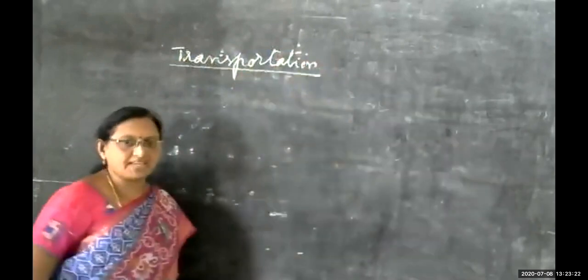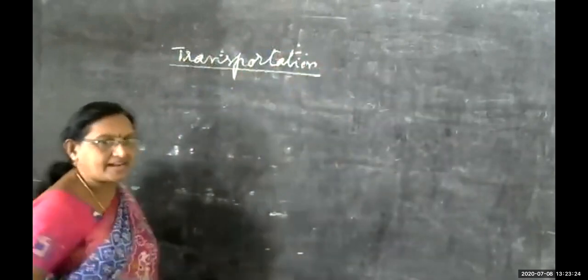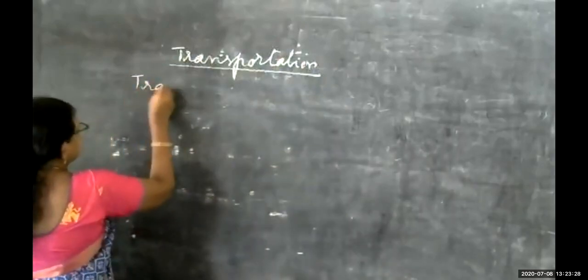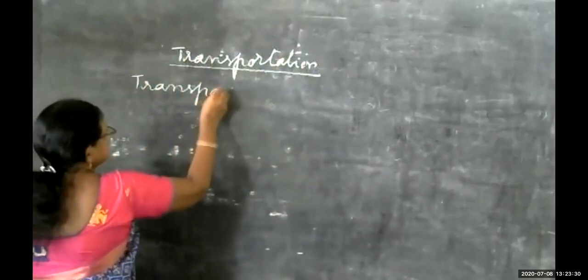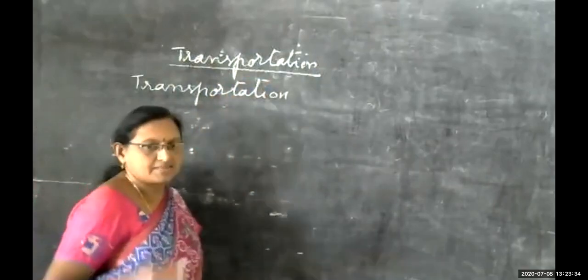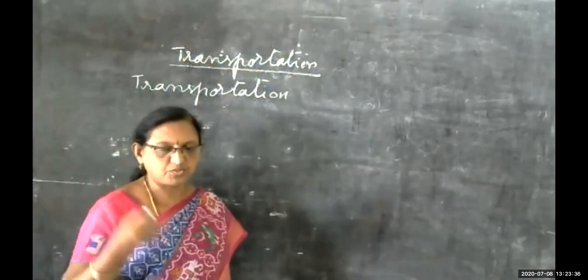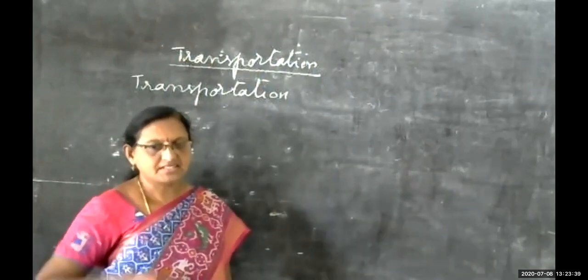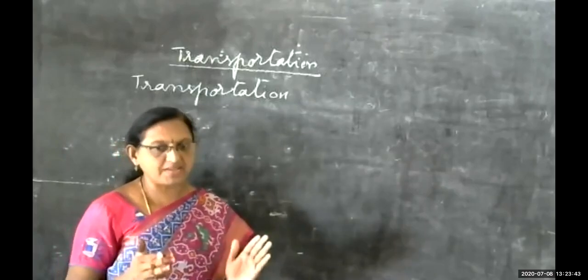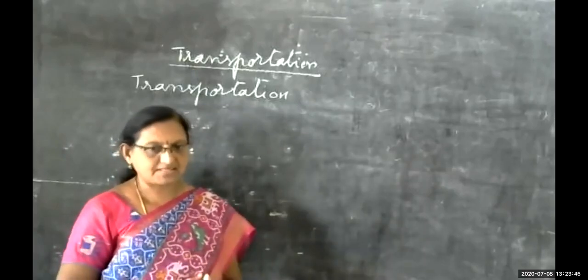So let me write the lesson name, transportation. Today's topic is transportation, and under transportation, we are looking into transportation of water. That means the plants transport water, food materials, minerals and hormones. These are the main elements to be transported by the plants.